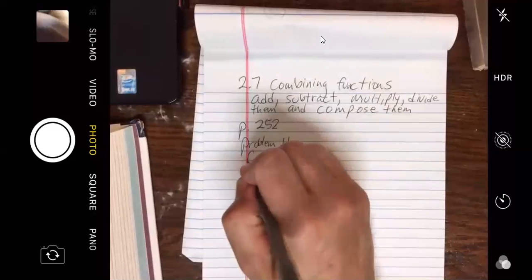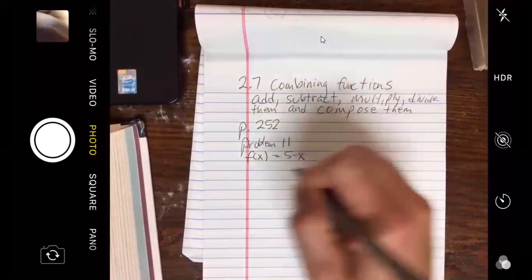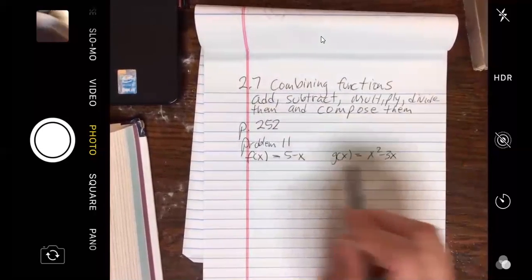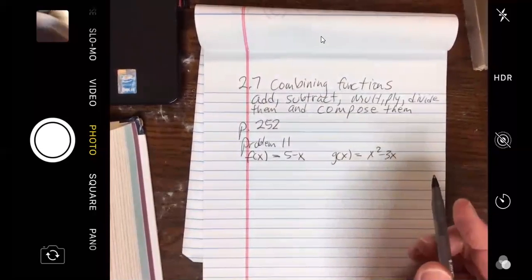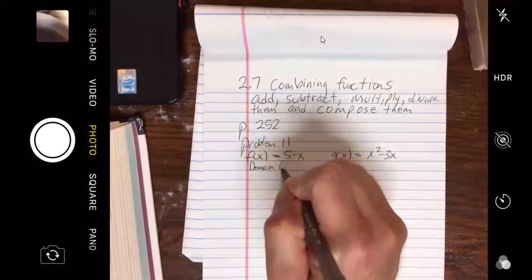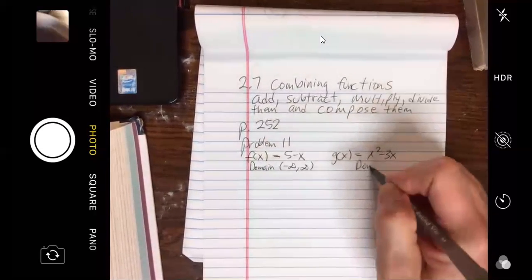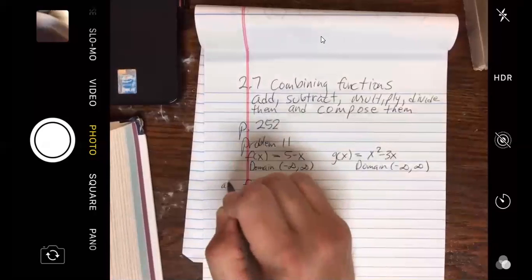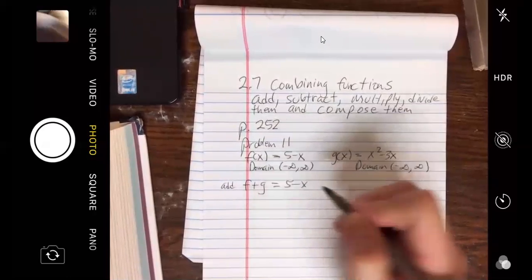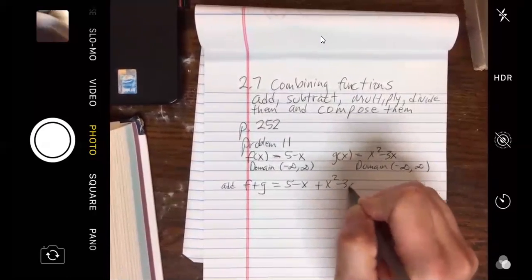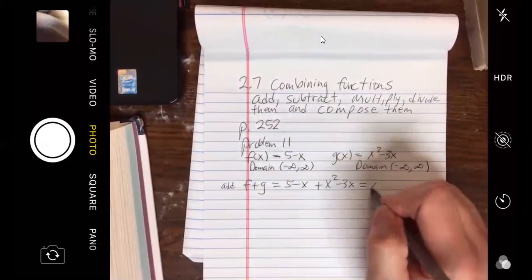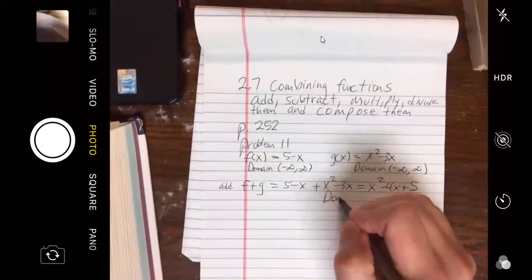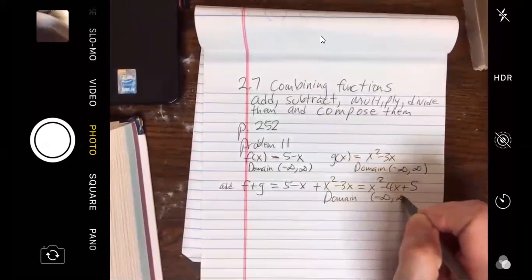I have no problems. The f of x on this is 5 minus x. And the g of x is x squared minus 3x. These have no problems. Same rules for domains. Individually, domains here, negative infinity to infinity. We'll add first. That's f plus g. Take 5 minus x, x squared minus 3x. And then I want you to simplify it out. We'll write it x squared minus 4x and add 5. Again, no problems. So our domain, negative infinity to infinity.